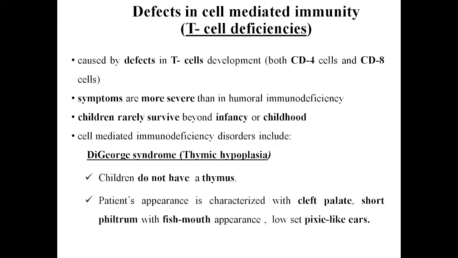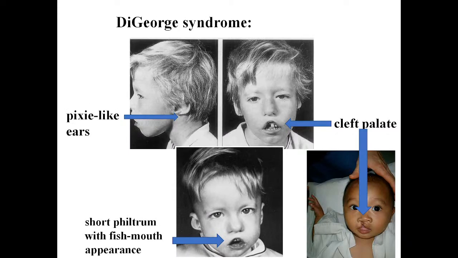It is characterized by cleft palate, short philtrum. I will show you in photos on the next slide. Short philtrum with fish mouth appearance and low set pixie-like ears. Let's look at these photos. In these photos you can see children with DiGeorge syndrome. Once more, they don't have a thymus, and they have specific properties of their appearance.